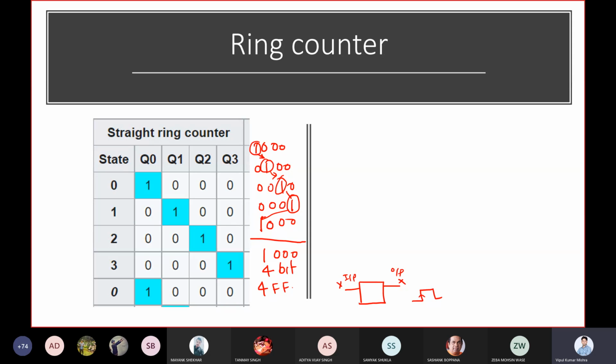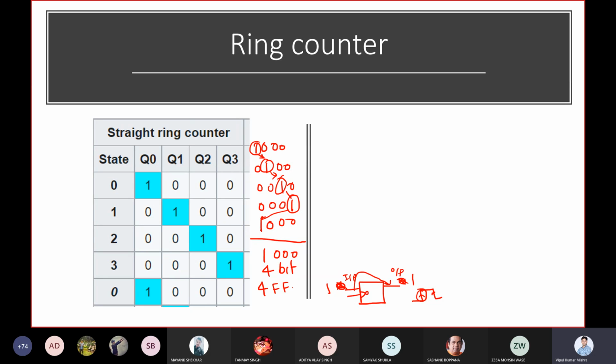Exactly. So we have the D flip-flop, right? Suppose it's edge triggered, so whenever the positive edge comes, whatever the value of the input is will propagate to the output. If here it is 0, it will propagate 0. If here it is 1, it will propagate 1, whenever this edge comes. Suppose it's a negative edge trigger, then whenever the negative edge comes, this information will propagate.